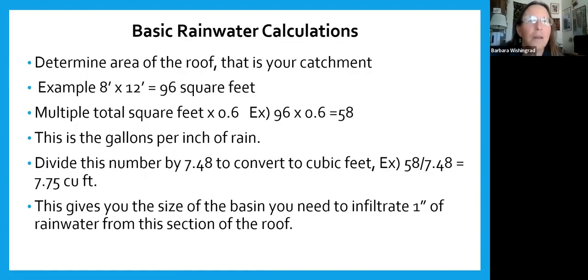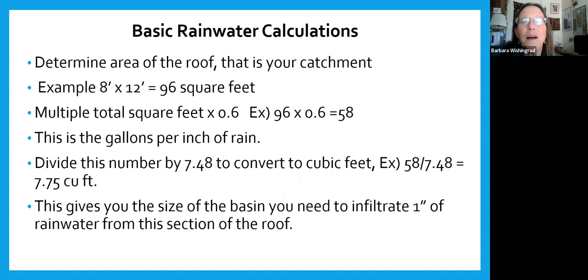You'll see it with the PDF. So if you want to figure out one area of your roof, because that's going to go to that one particular downspout, you figure out how much. In this example, I didn't use round numbers. Josh reminded me round numbers might have been easier, but this is what I did. So if you have a roof that's 8 by 12, it's 96 square feet.